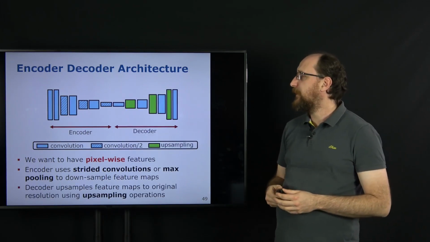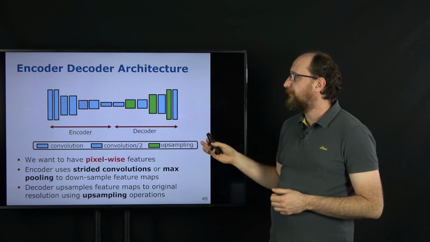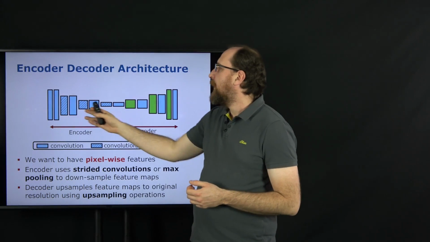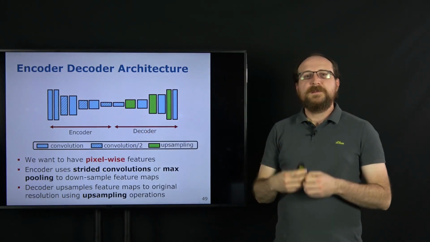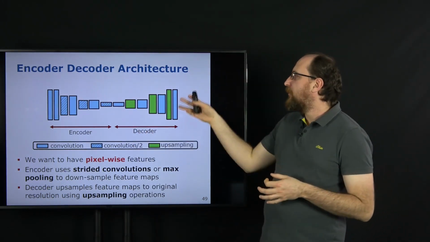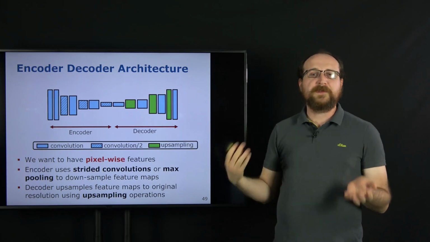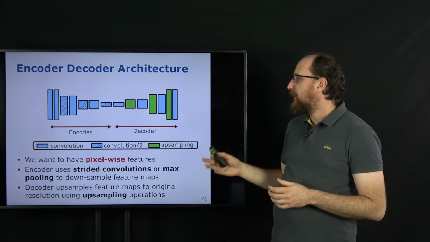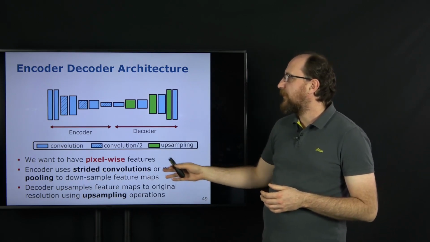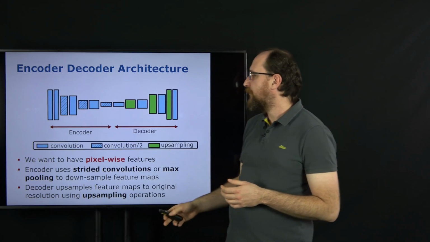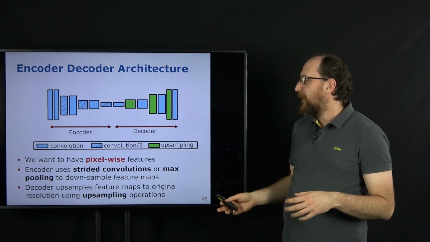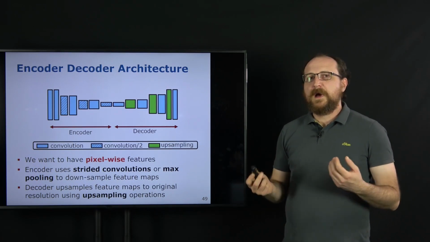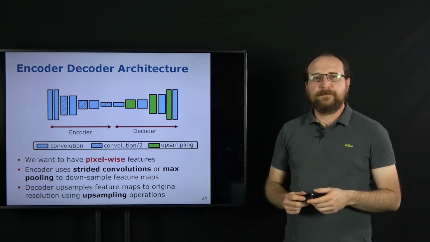And for this we are using the so-called decoder. While the encoder produces features from the image, this aggregate information, the decoder spreads it out to the whole image so that we get pixel-wise information in the end. And for the encoder, as before, for the downsampling we can use strided convolutions or pooling operations, and for the decoder we have a so-called upsampling. But how can we achieve this upsampling?